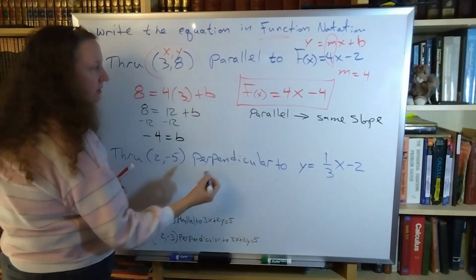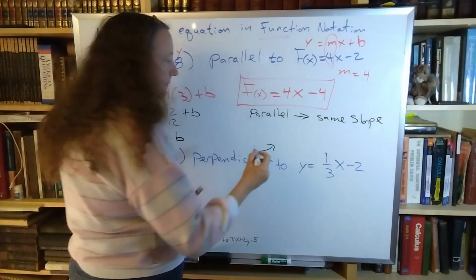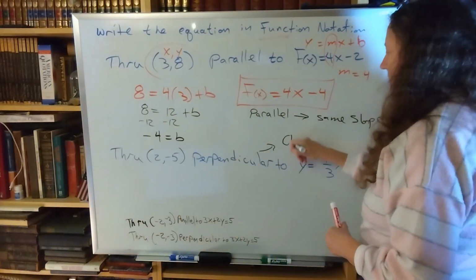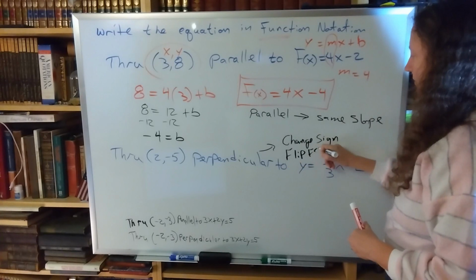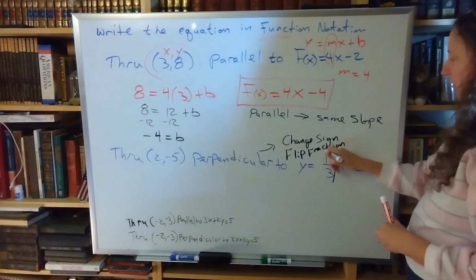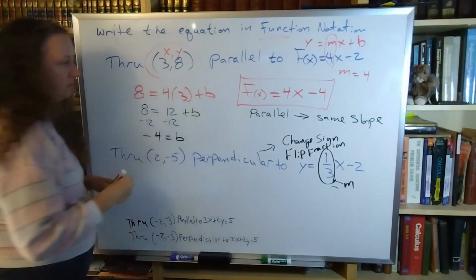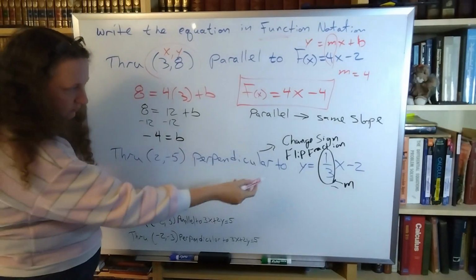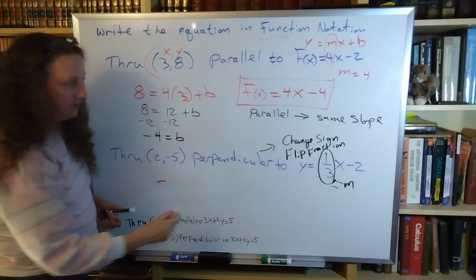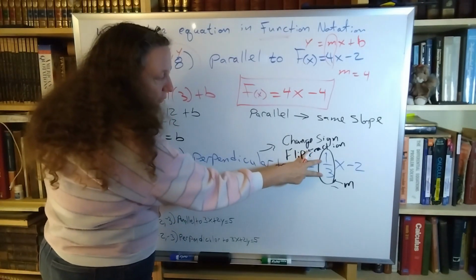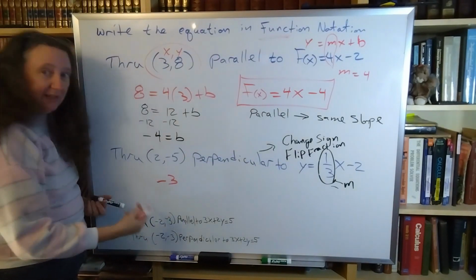This one is talking about perpendicular. So that is telling me I have to change the sign on the slope, and then I have to flip the fraction over itself. So change sign. And flip fraction. And I have my slope is 1/3. So I'm going to take my slope, positive 1/3. I'm going to change the sign. So it goes from positive to negative. And then I take the fraction and I flip it over itself. So the 3 goes to the top and the 1 goes to the bottom. So that would be over 1, but because it's a 1, I don't need to write it.